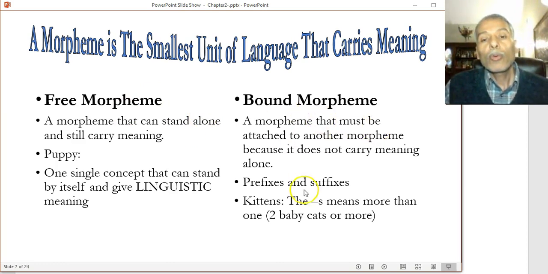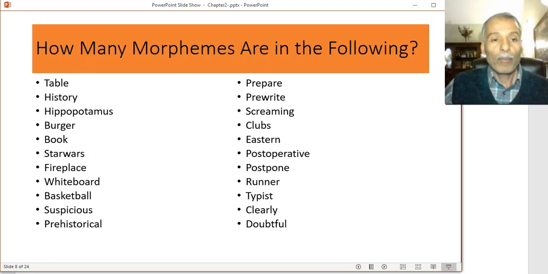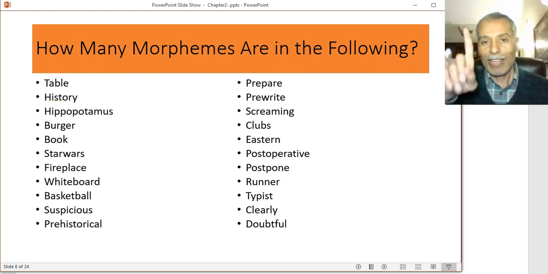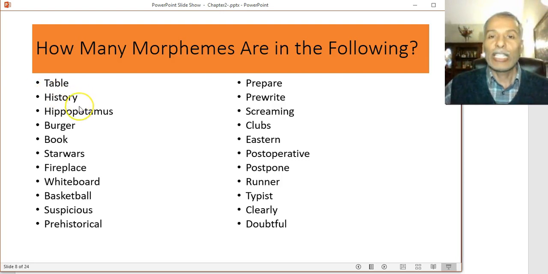So bound morphemes include any prefixes, any suffixes that you add to a word, to a free morpheme, so that you can add more to the meaning. So let's practice, and in the upcoming quiz, you are going to have exercises to count morphemes. So let's see how many morphemes we have. Table, how many? You got it right. 1 morpheme. History, 1. Hippopotamus, 1. Burger, 1. Book.